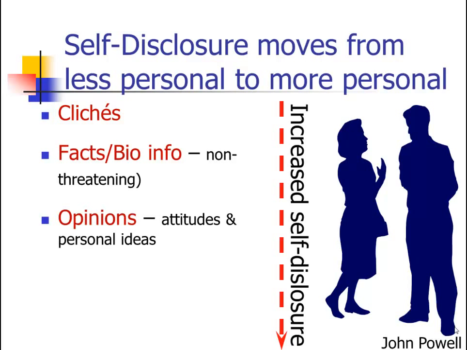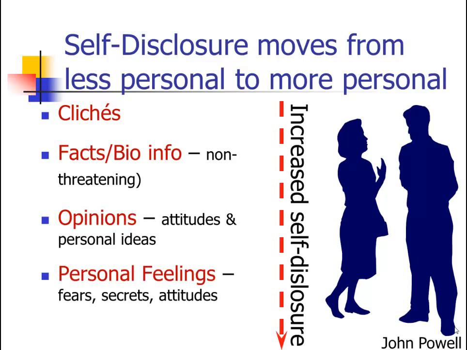Next in that level, a little deeper, is the opinions, how you feel, your attitudes and your personal ideas, whether you like a movie or not, whether you like a particular person or not, what you think the political climate is. All of those would be attitudes and personal ideas. We can follow up with that with a deeper level of personal feelings, my fears, the secrets that I hold. And although you see attitudes on there twice, they're much deeper attitudes.